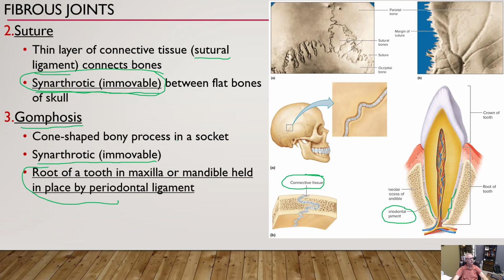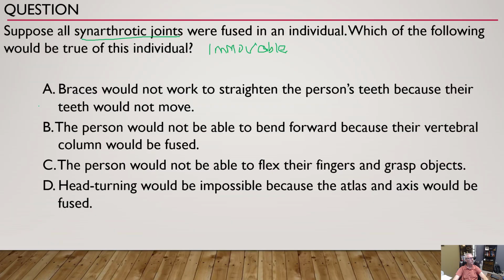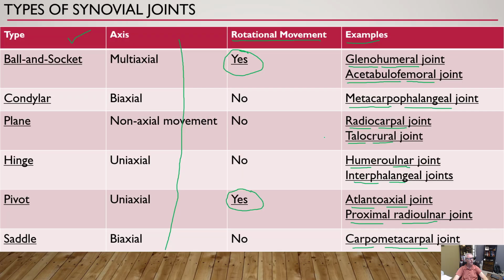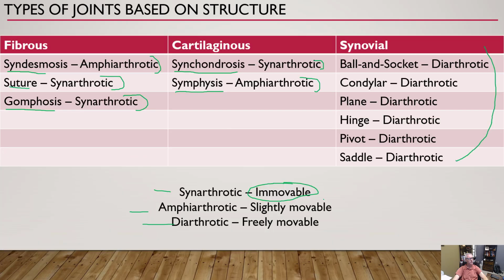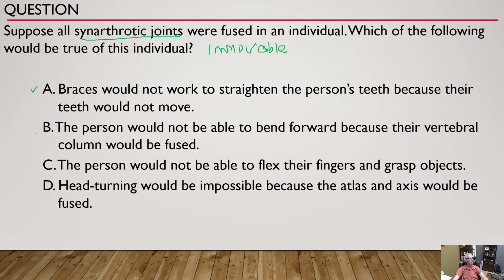Teeth is a gomphotic joint. It is a synarthrotic joint. So that one is a viable answer. The person would not be able to bend forward because their vertebral column would be fused. Well, we already know that the vertebral column is slightly movable, so it's not a synarthrotic joint. It's slightly movable, so it's an amphiarthrotic joint. So we can go ahead and cross that one off.